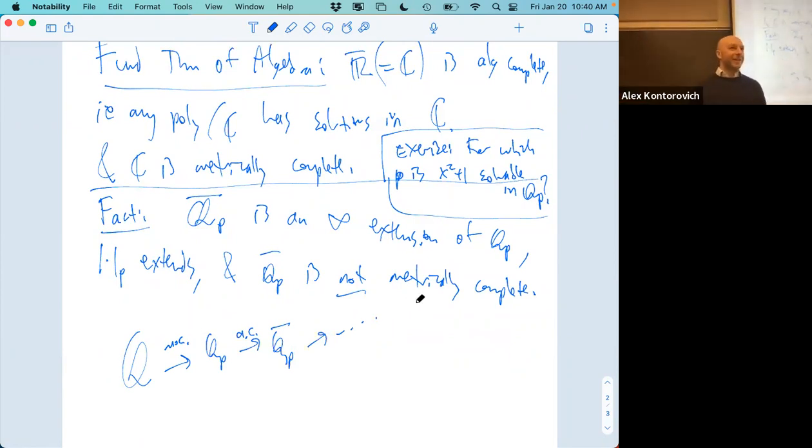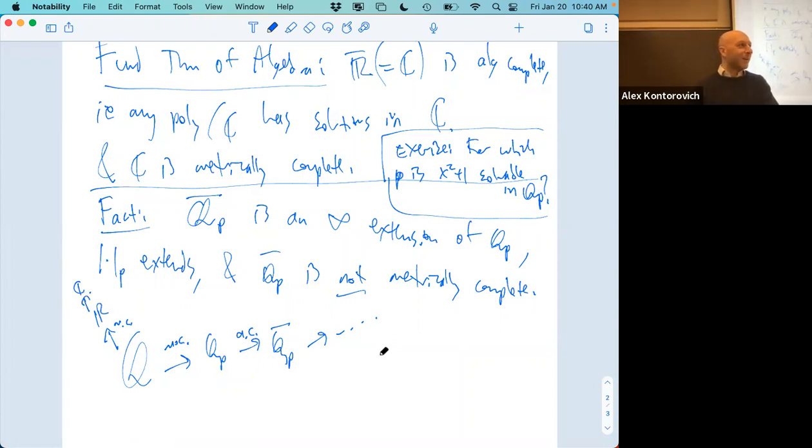There's no reason for this to stop. It's an absolute miracle that it stops when we do it in the reals. We metrically complete to the reals. Then we take this quadratic extension to the complexes, and then we're done. It's algebraically closed. It's metrically closed. We can take Cauchy sequences. We can solve polynomial equations. There's no reason for this not to stop.